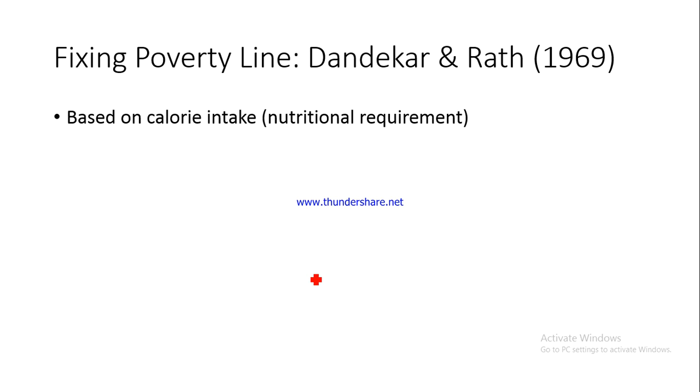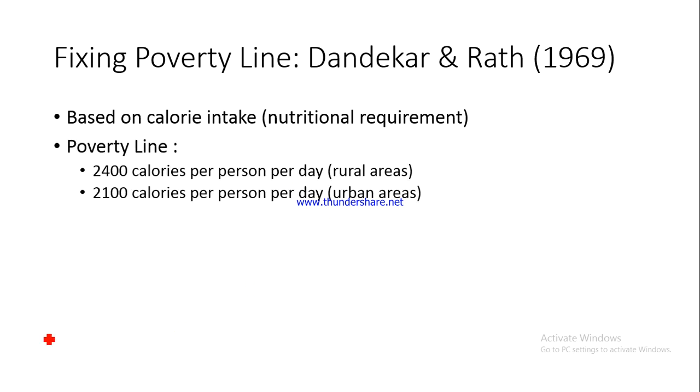I hope you know what calorie is. When you consume some food, you get some energy. So that energy is actually measured in terms of calorie. For example, if you eat butter, it is high calorie food. So basically they based their estimates on the calorie intake. What is the nutritional requirement for the human body? And based on that, they calculated the poverty line to be 2400 calories per person per day in rural areas, while 2100 calories per person per day in urban areas.